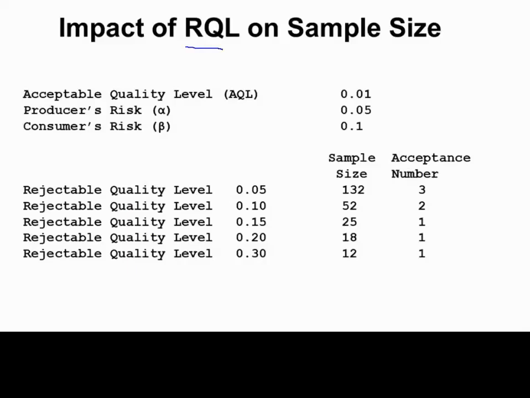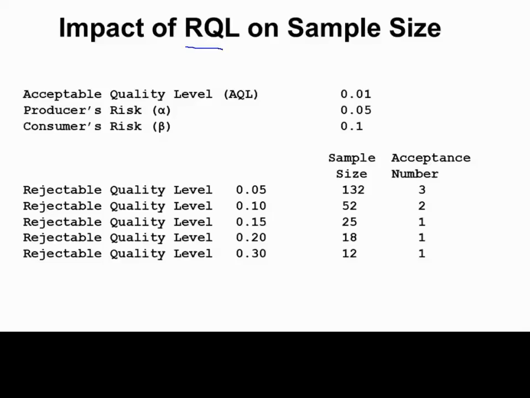So this distance between the AQL and the RQL plays a big role in the sample size that we need. If they get very close to each other, like I want the AQL to be 1% and the RQL to be 1.5%, good luck with that. You're going to need a really large sample size.